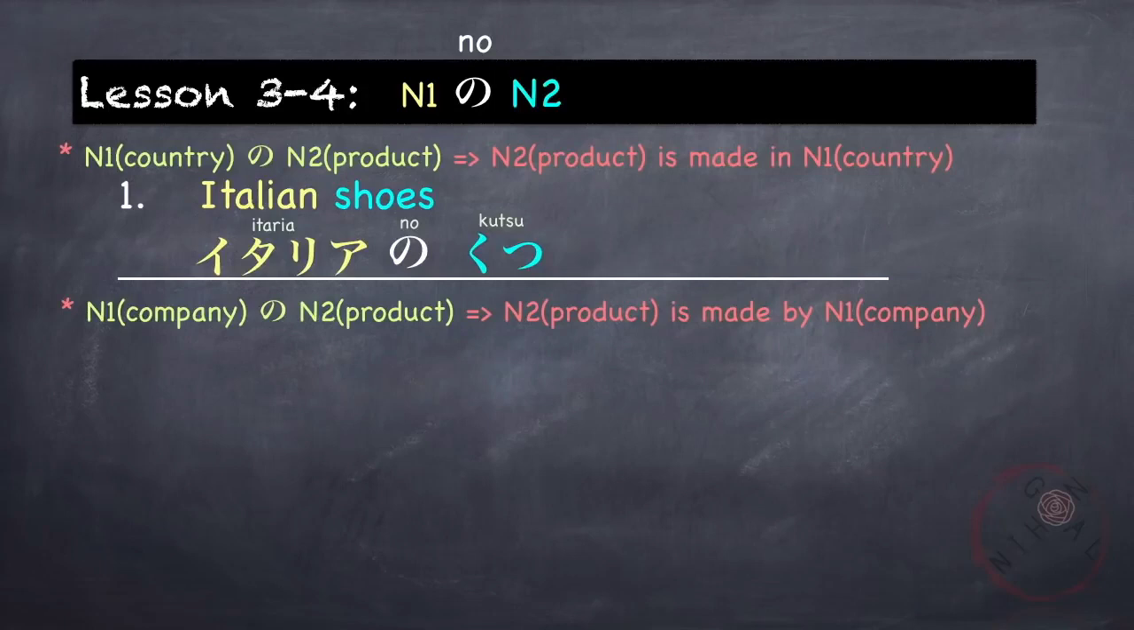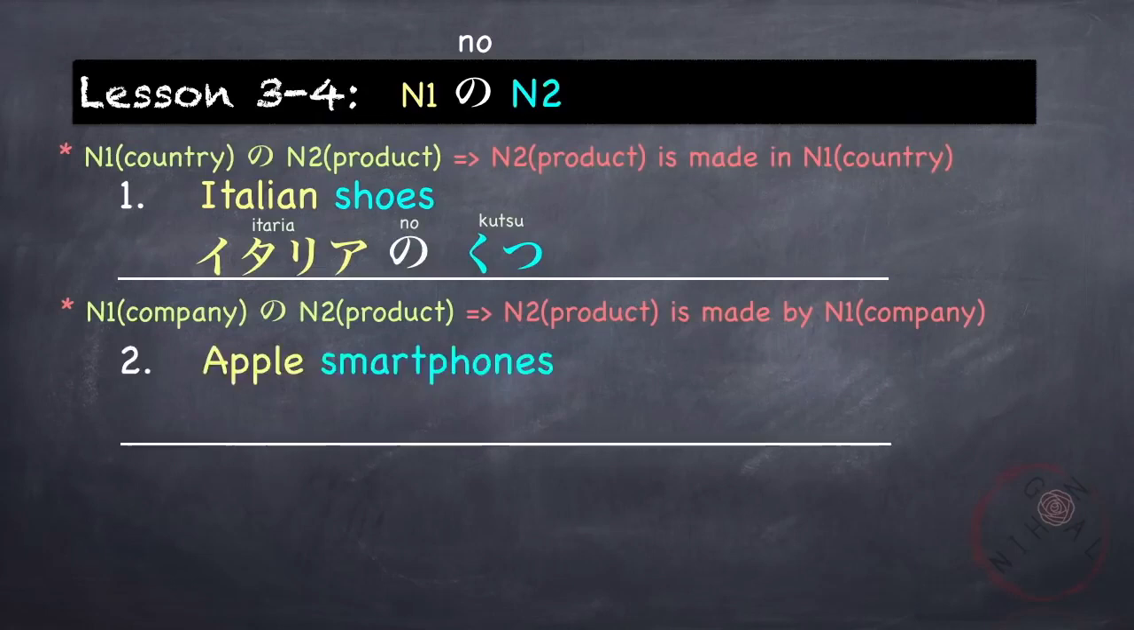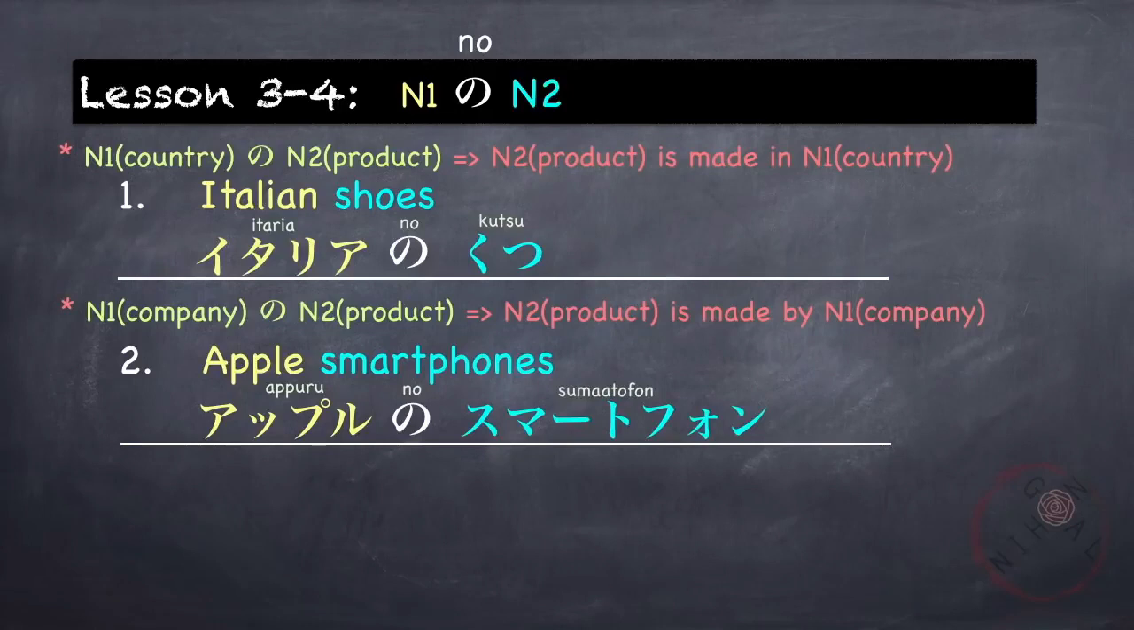Next, N1 could be a company. No N2, product. N2 is made by N1 or the company. For example, Apple smartphones. So the company is Apple no smartphone. Apple no smartphone or Apple smartphones.